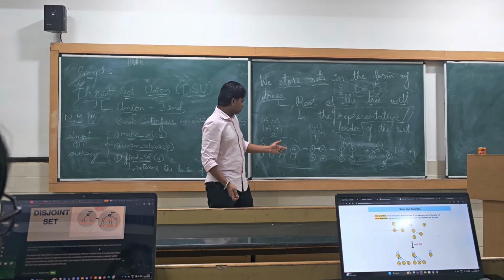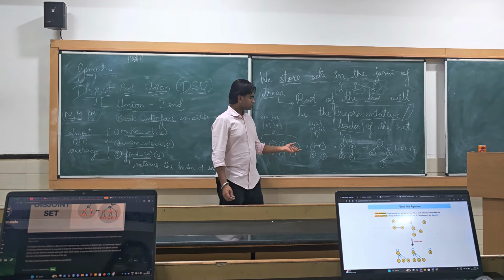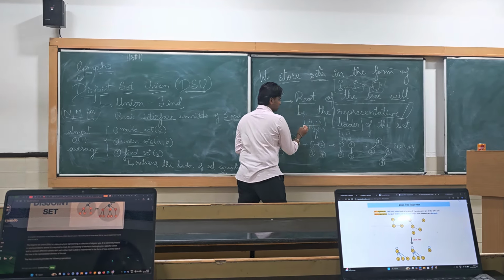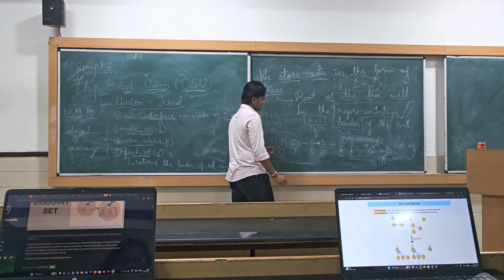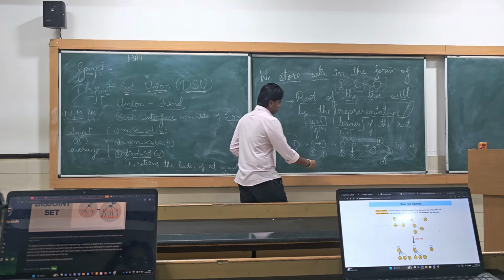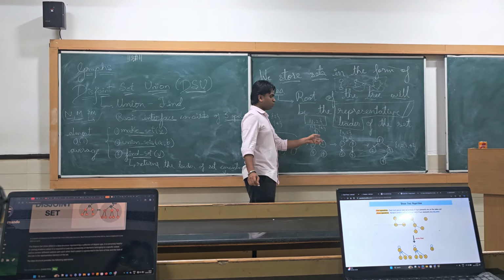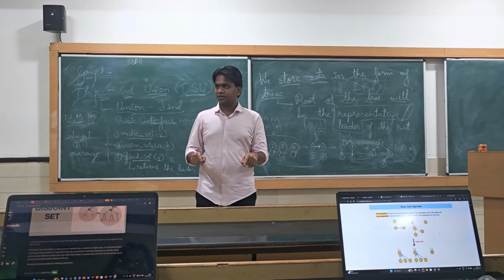Now let us say I know that 1 is parent of 2, so what will I do? 1 comma 2, a set will get created, right? And 1 would be the leader, right? Now let's say 3 and 4, and 3 is the parent, so 3 comma 4, a set will get created.